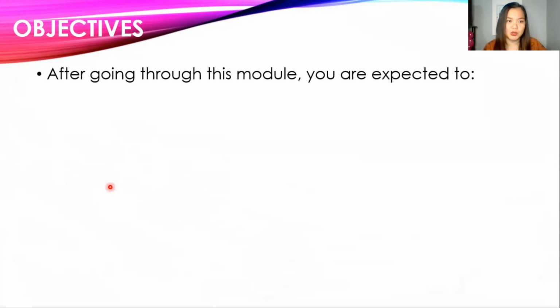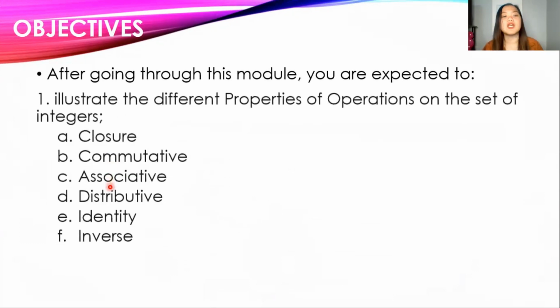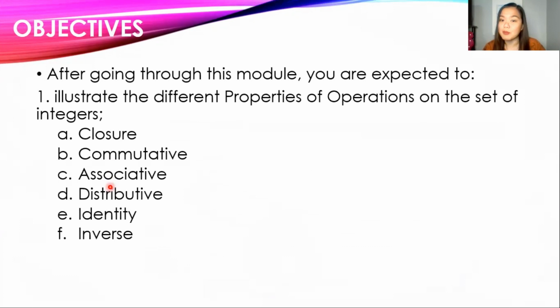Okay, so before that, let me tell you the objectives of our module. After going through this module, you are expected to illustrate the different properties of operations on the set of integers. They are the closure property, commutative property, associative property, distributive property, identity property, and inverse property.